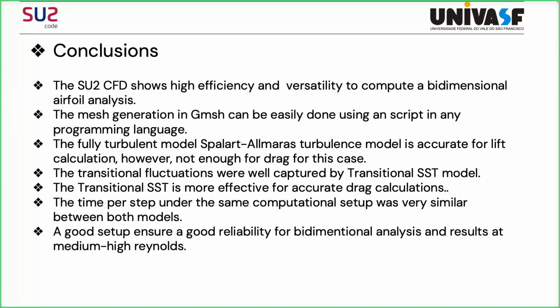The Spalart-Allmaras turbulence model provided accurate predictions for lift. Its performance in drag prediction was less reliable for this particular case. In contrast, the transitional SST model effectively captured the transitional flow, making it more suitable for accurate drag predictions under similar conditions. In terms of computational performance, both turbulence models exhibited comparable time per iteration under the same computational setup. However, the Spalart-Allmaras model was slightly faster, reflecting its advantage in simulations requiring quicker convergence.